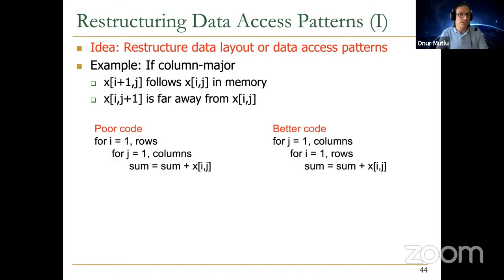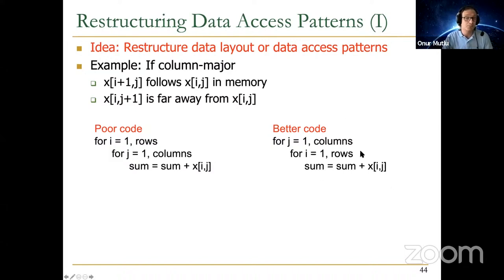But a simple change to this code by reordering the loops, or interchanging the loops, which is called loop interchange, enables you to exploit the column major data layout in a much better way. In the inner loop, the access pattern is that you access X[i, j], and then in the next iteration X[i+1, j], then X[i+2, j], X[i+3, j], and so on. So you're exercising spatial locality really well based on the data layout of this vector. And this is the idea of loop interchange.